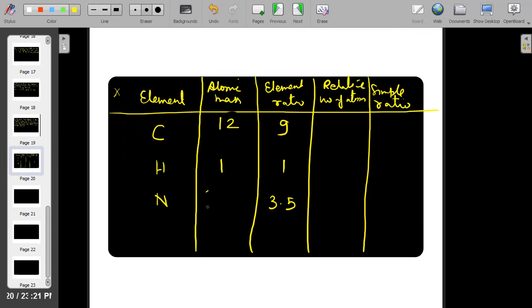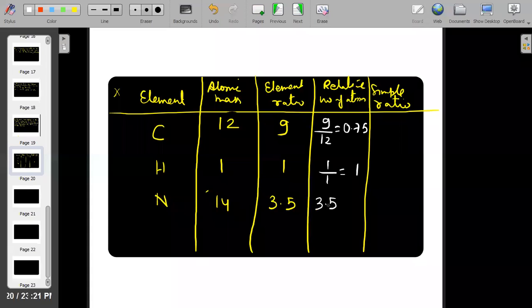Carbon has atomic mass 12, hydrogen 1, and nitrogen atomic mass 14. So how to find the relative number of atoms? It is very simple: element percentage divided by atomic mass. 9 by 12 is equal to 0.75. 1 by 1 is equal to 1.5. Now 3.5 divided by 14 is around 0.25.